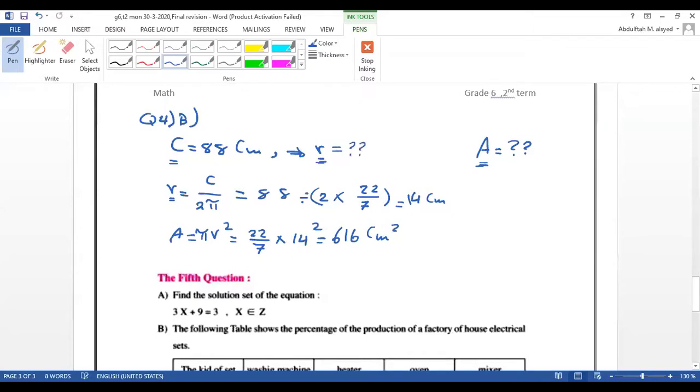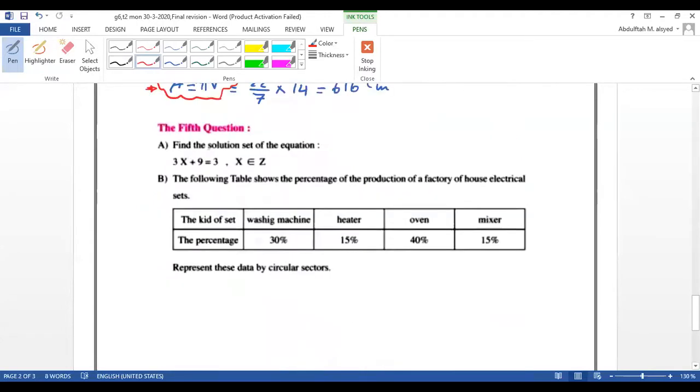Okay. So if the circumference is given and you want to find the area, first you have to find the radius, and you can find the radius using the rule that radius equals circumference over 2 pi, which equals 88 divided by 2 times 22 over 7, equals 14. Substitute in the area of the circle equation.